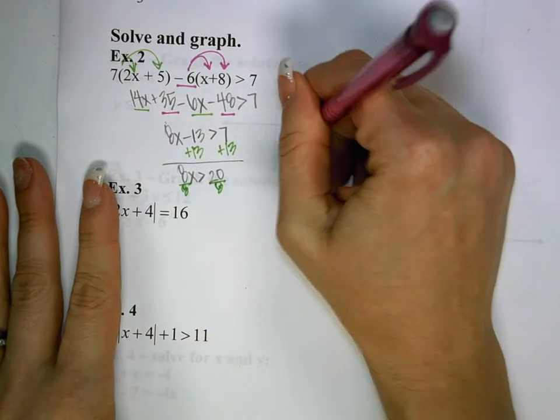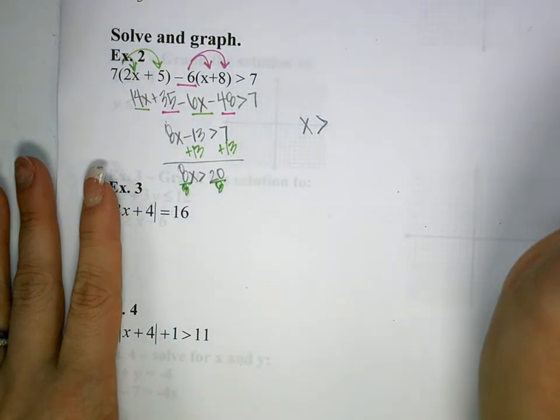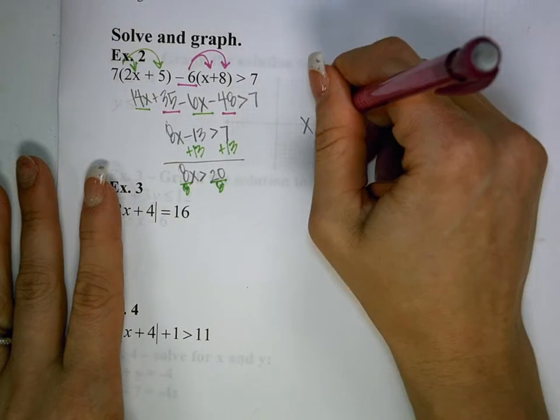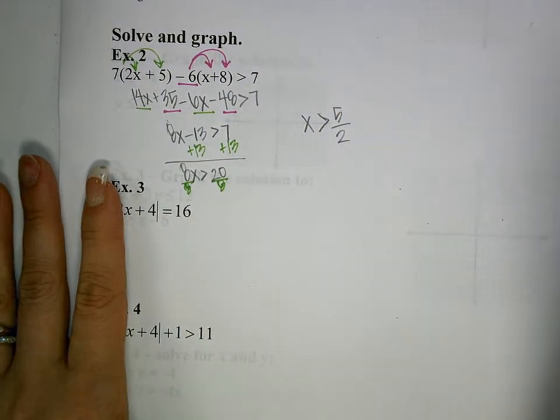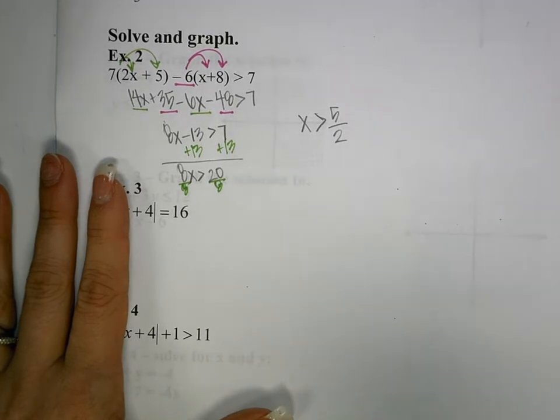And we're going to get x greater than, what goes into both 20 and 8? How can I reduce that? 4. 4 goes into both, so greater than 5 over 2. Now, I do not want you to change these to mixed numbers. Leave them as improper fractions if they are reduced.